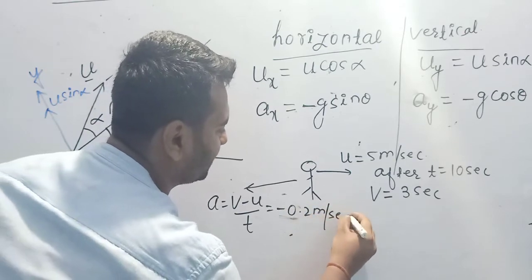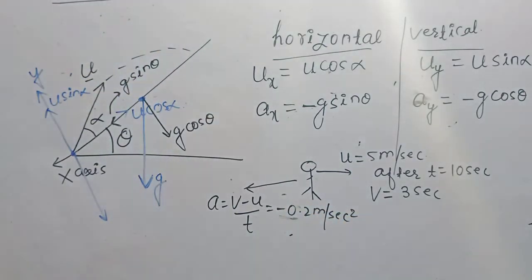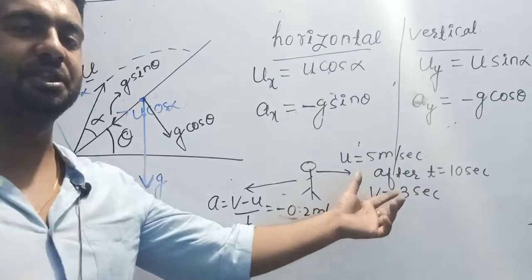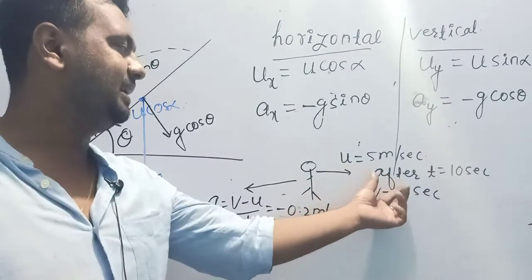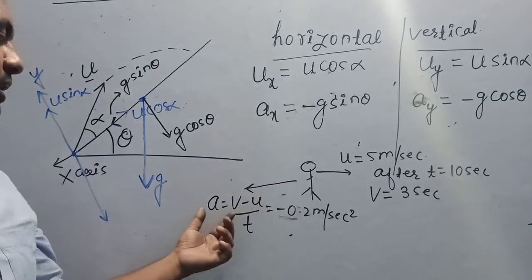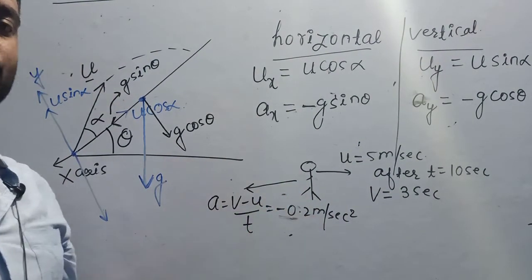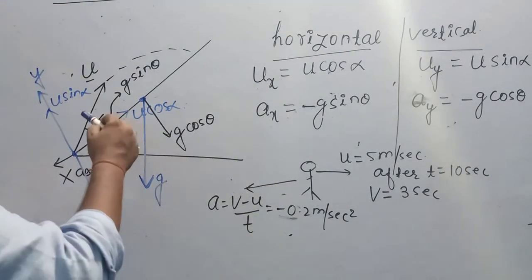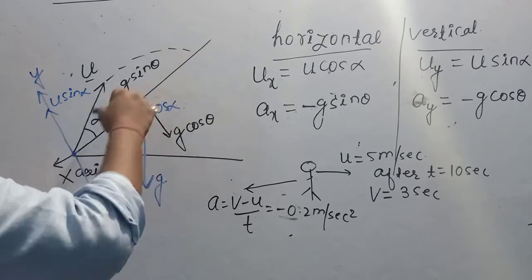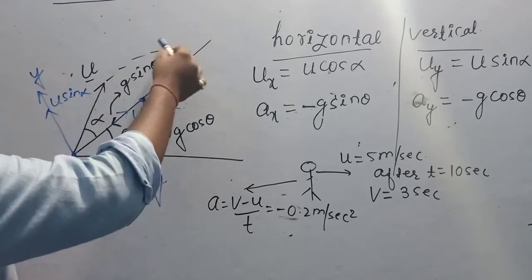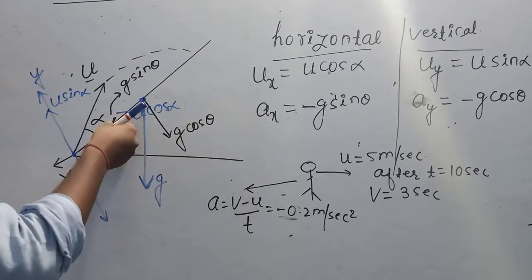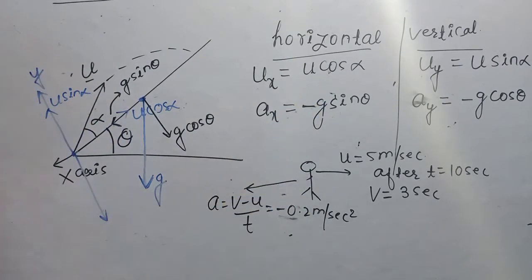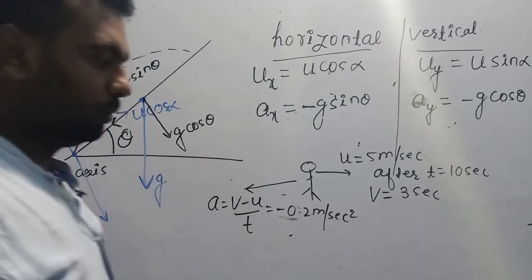meter per second square. Here you can clearly observe that velocity is in the x direction. If the velocity is decreasing in the x direction, the acceleration produced in this object will be in the leftward direction. So here the velocity of this projectile is along the positive axis and acceleration is along the negative axis, so that's why we write the negative sign.